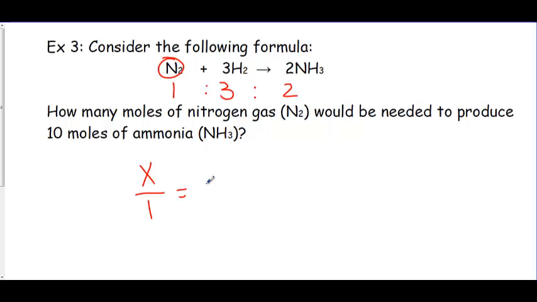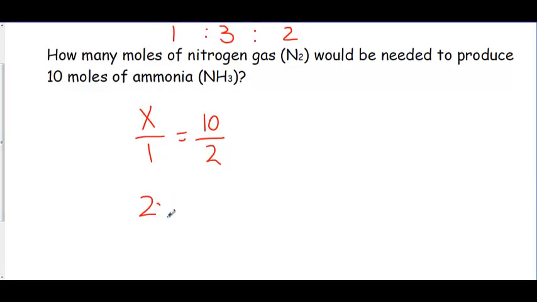All right, so if we use 10 and the original setup is 2, so here's our original ratio. For every 1 mole of nitrogen gas, it produces 2 moles of ammonia. Okay, we have 10 moles of ammonia, so how many moles of nitrogen gas are needed? So let's do our crisscross or our cross multiplication here. So we have 2x is equal to 10, okay? And then we divide that by 2. X is equal to 5 moles of N2.